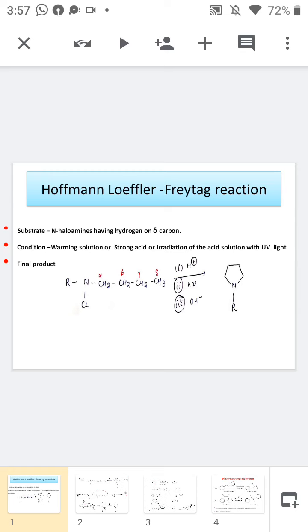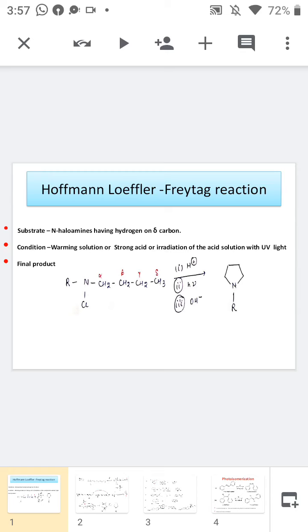For this reaction, we apply the condition of either warming the solution, using a strong acid, or irradiating the acid solution with UV light. So our final product is a delta-halogenated amine, and finally the delta-halogenated amine undergoes cyclization and we will get this product. Okay, now we are moving into the first example.